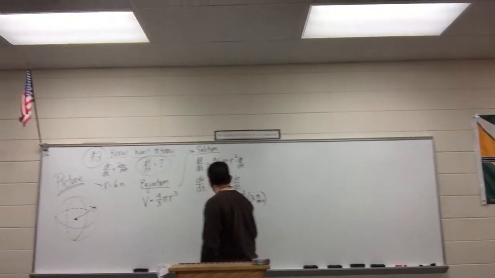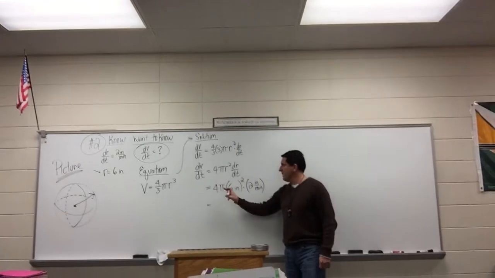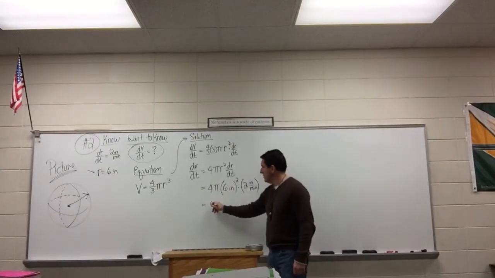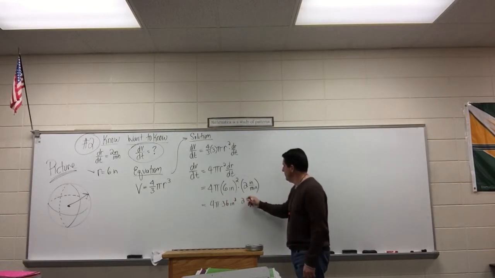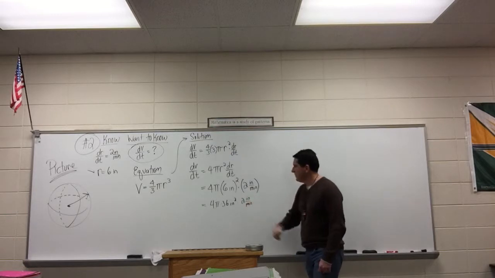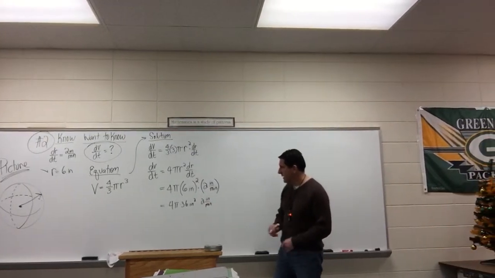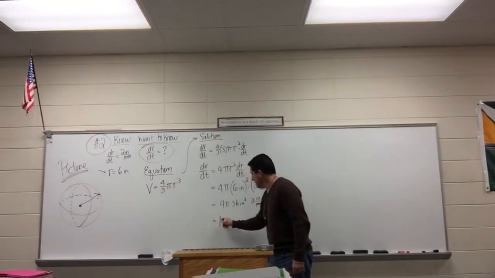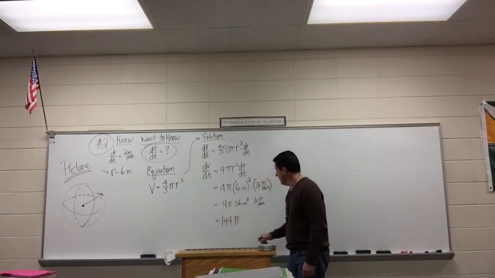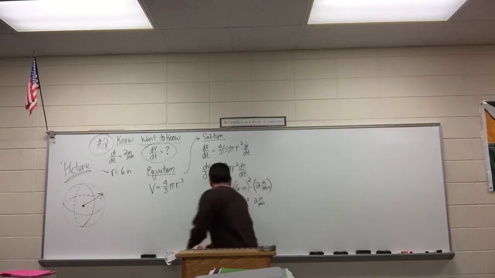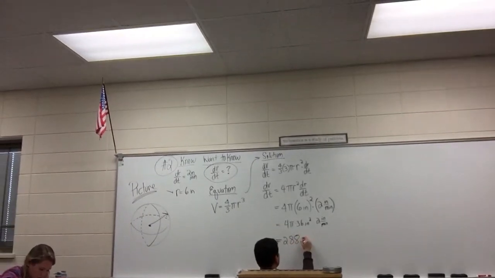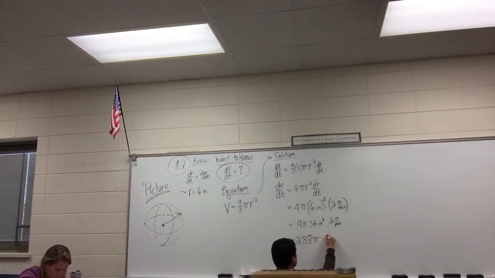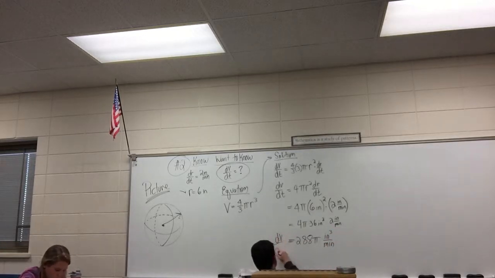So this becomes 4 times pi times 36. So 4 pi times 36 inches squared times 2 inches per minute. 36 times 4, that's 144. So it's 144 pi. Oops, I forgot to multiply by 2. It's 288. 288 pi inches cubed per minute is the rate that the volume is changing by.